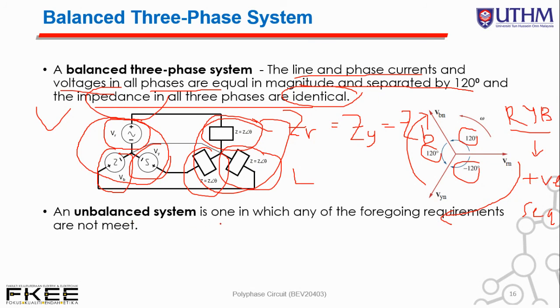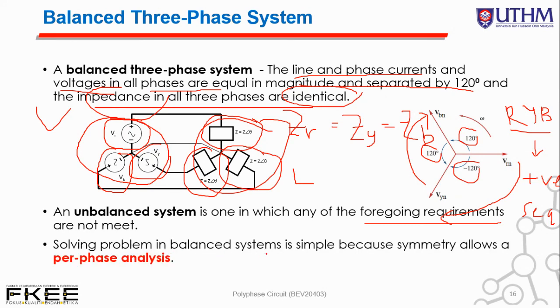An unbalanced system is one in which any of the foregoing requirements are not met. We will come to the unbalanced system in a later topic. Solving problems in a balanced system is simple, because there is symmetry, which allows us to make a per-phase analysis. That means instead of three phase, we go down to single phase and analyze it, and this is equal to three phase.